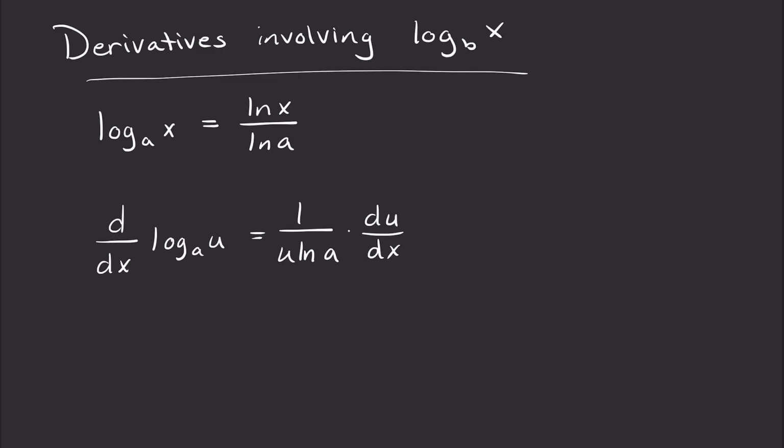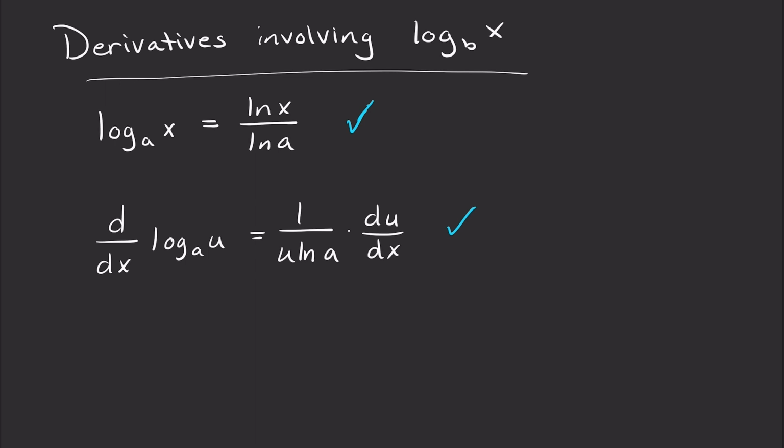In this video, we'll be finding the derivatives of various functions involving logarithms of various bases. In order to do this, we're going to use first this identity: the logarithm base a of x is equal to the natural log of x over the natural log of a. This is the most general form of this identity, but we want to get our logs in terms of natural logs. And then we'll use this derivative formula: the derivative of log base a of u with respect to x is 1 over u times the natural log of a times du dx.